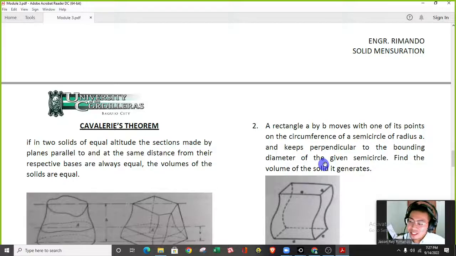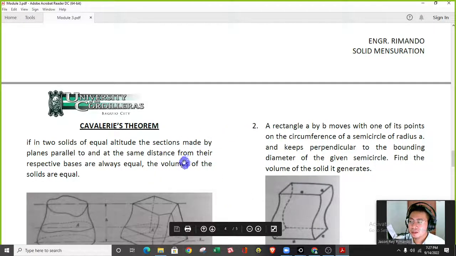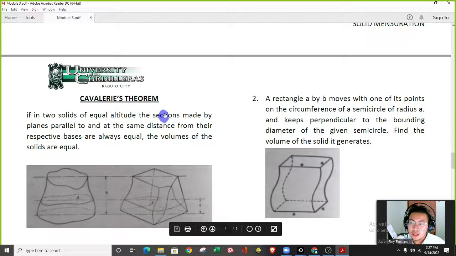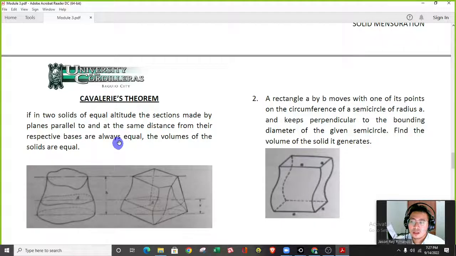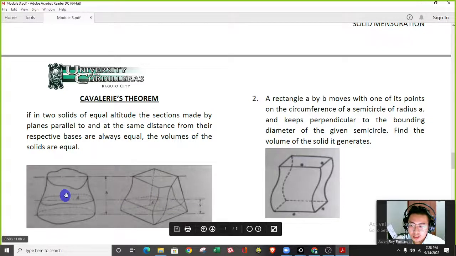Okay, next is your Cavalieri's theorem. Ano ibig sabihin ng theorem na to? Okay? If in two solids of equal altitude, same sila ng height, okay? The sections made by planes parallel to and at the same distance, okay? Yung section na to, at this point, same distance or same length, height, okay? Dito, from their respective bases are always equal. Okay? Kapag nag-equal yon yung section dito tsaka section doon, then same height, ibig sabihin yung volume natin are equal.